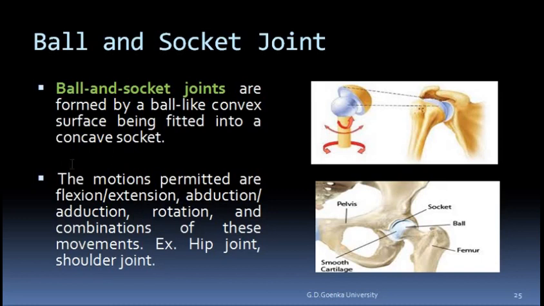Ball and socket joints are formed by a ball-like convex surface being fitted into a concave socket. Here you can see this glenoid cavity is concave and this head of the humerus is convex. Here again you can see this fossa of the pelvis is concave and the head of the femur is convex. The motions permitted are flexion, extension, adduction, abduction, rotation and combinations of these movements. The example for this one is the hip joint.